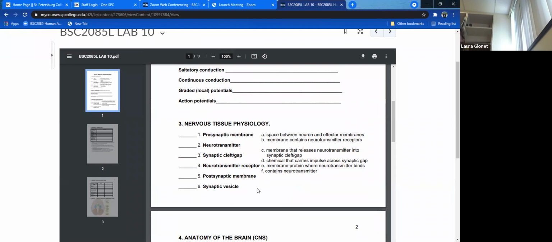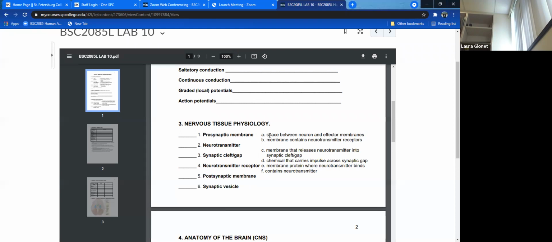So this is what is occurring. It's similar to a neuromuscular junction. Instead of from a neuron to a muscle cell, we have a neuron to a neuron. So we technically call that a synapse. Okay, so these are in order. The presynaptic membrane ultimately releases a neurotransmitter. It crosses the synaptic cleft or gap, number 3. It's going to bind to a neurotransmitter receptor on the postsynaptic membrane, number 5. And then we have synaptic vesicles.